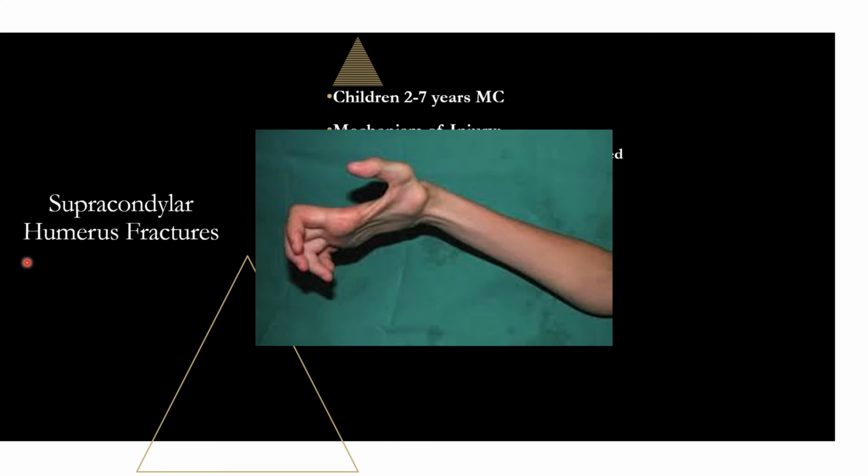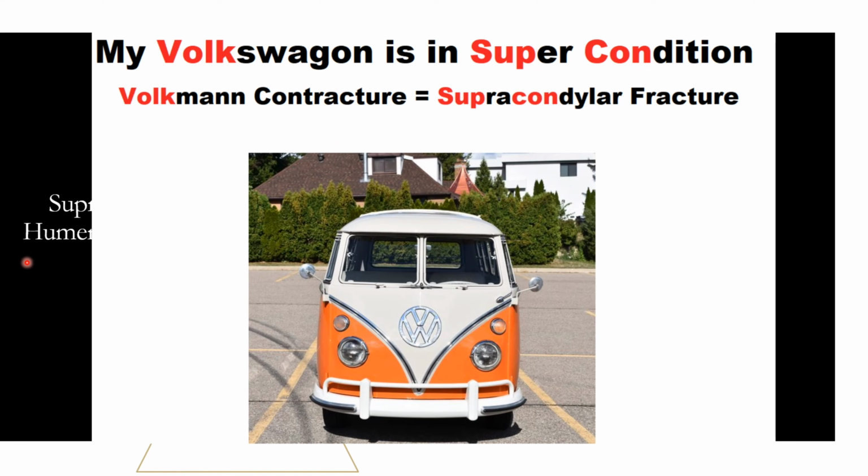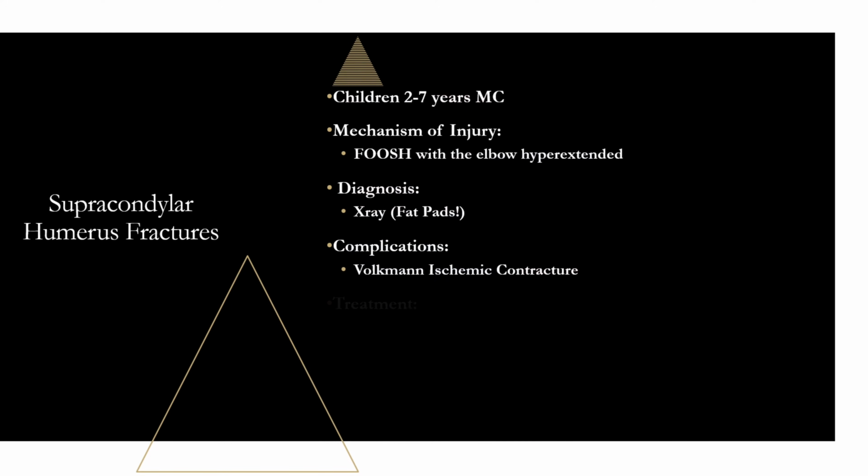So for the exam, if you see Volkmann contracture, right away be thinking of supracondylar fracture, because this can be seen in other injuries of the arm, but it's most commonly seen in supracondylar fractures. If they ask you about it, it's going to be about a supracondylar fracture. So associate those two in your head: Volkmann, supracondylar, supracondylar, Volkmann. Or you can just remember what I did: my Volkswagen is in super condition. That helps me remember anytime I see Volkmann contracture, I should be thinking supracondylar fracture, because Volkswagen helped me remember Volkmann contracture, and super condition helped me remember supracondylar fracture.